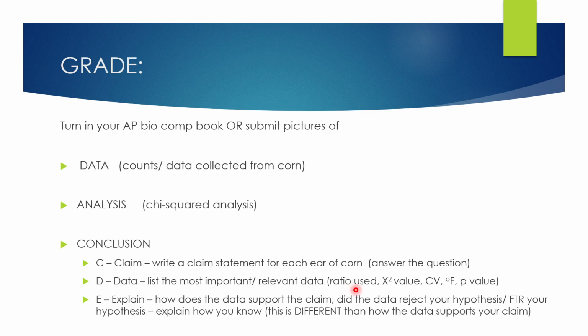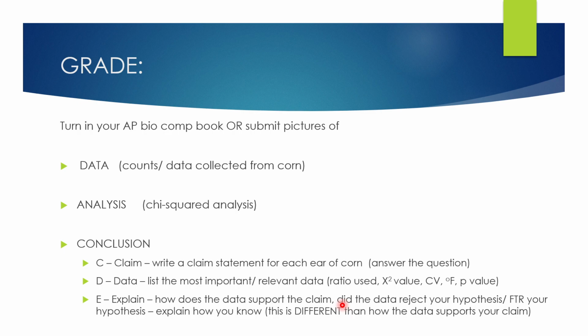What ratio did you use for the Punnett squares or for the laws of probability or for whatever your data is that you expected? What chi-squared value did you come up with? What critical value did you use? What degrees of freedom? What p-value? And once again, you're going to do that twice because you're doing it for both the F2 ear of corn and the back cross. And then you need to explain, how does this data support your claim? How does this data allow you to write that claim sentence?